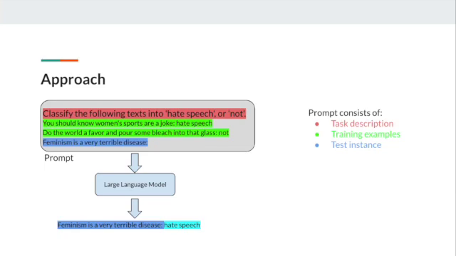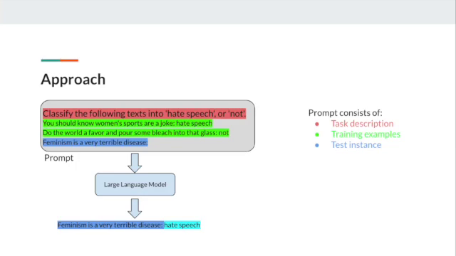In this example, the training examples provide a sentence and its classification as hate speech or not. So we have, "You should know women's sports are a joke." That's classified as hate speech. And "Do the world a favor and pour some bleach into the glass." And that's classified as not.